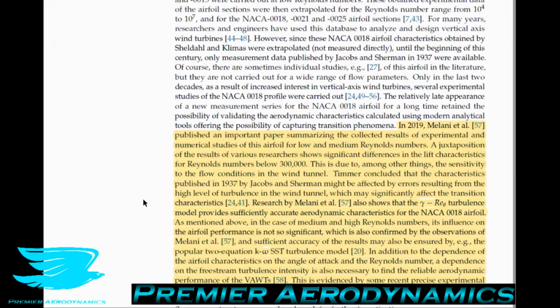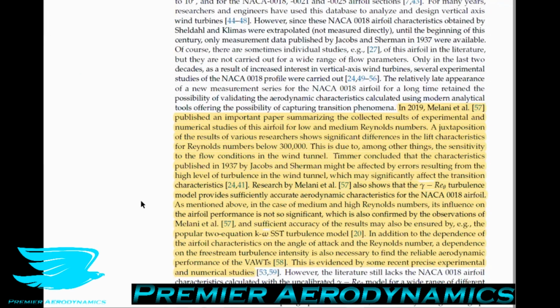So in 2019, some researchers published an important paper summarizing the collective results of experimental and numerical studies of this airfoil, the NACA 0018, for low and medium Reynolds numbers. A juxtaposition of the results of various researchers showed significant differences in the lift characteristics for Reynolds numbers below 300,000. This is important. It means that all these researchers who were studying NACA 0018 airfoil performances were finding different results.